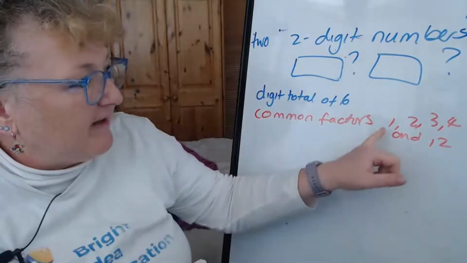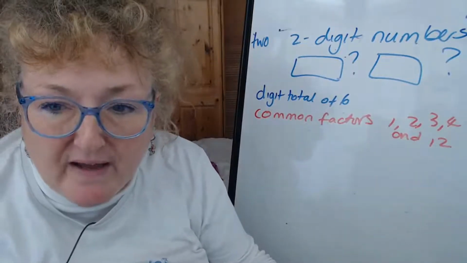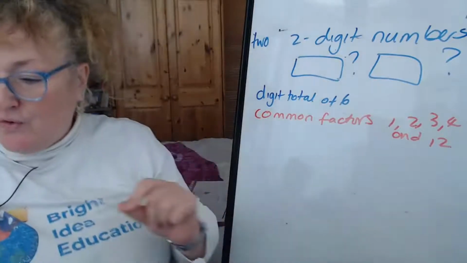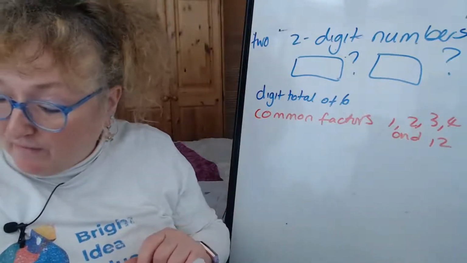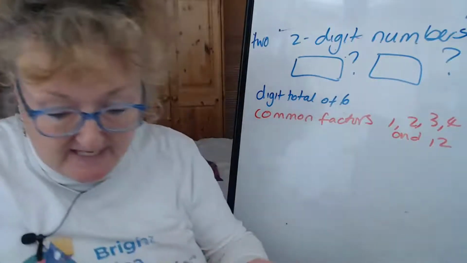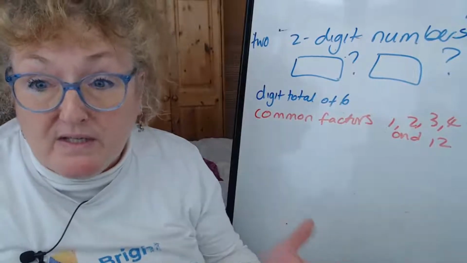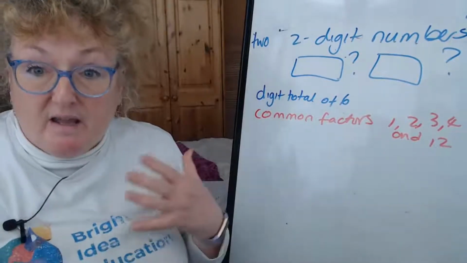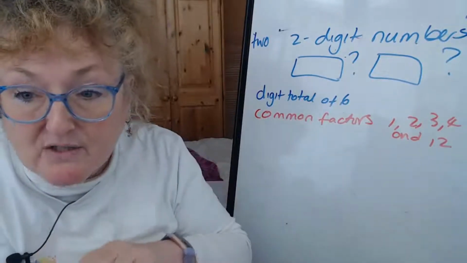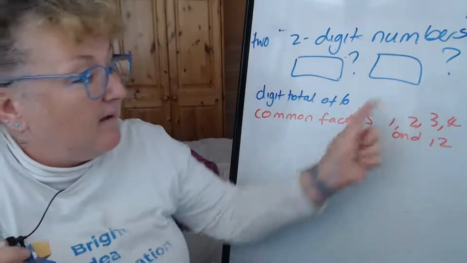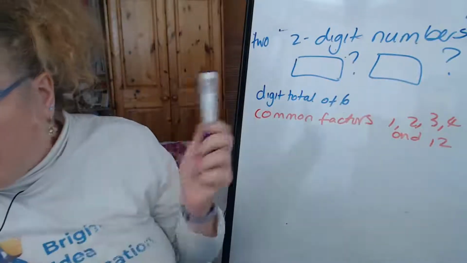These are the common factors: 1, 2, 3, 4, 6, and 12. What 2 numbers can they be? So you need to think of numbers with digit totals of 6. Think about what they could be, and then ask yourself what common factors. Or you might think, I already know a number that's got those common factors, 1, 2, 3, 4, 6, and 12.